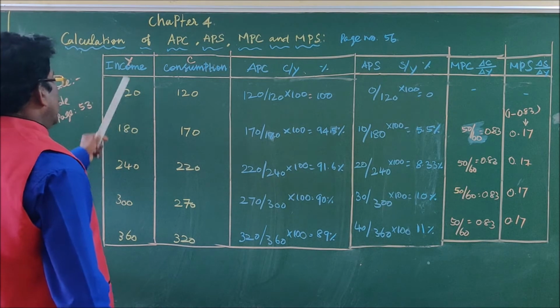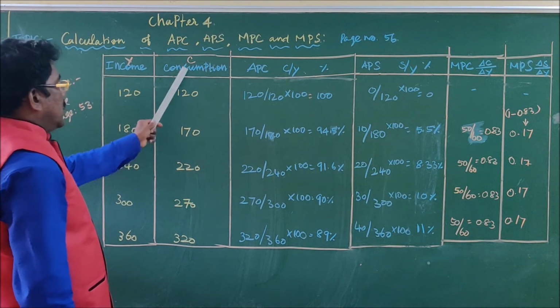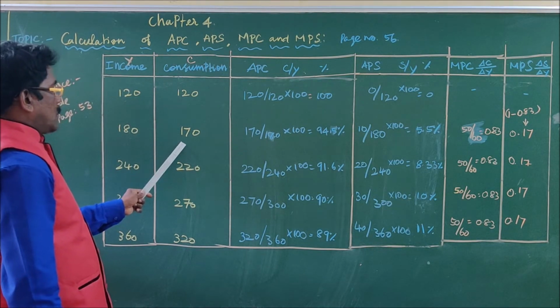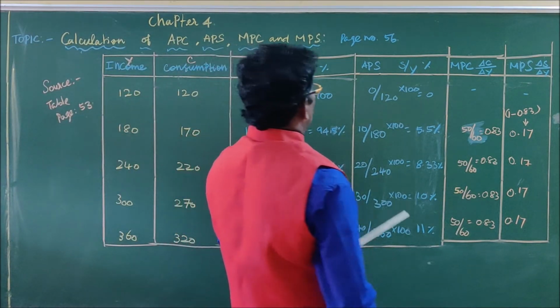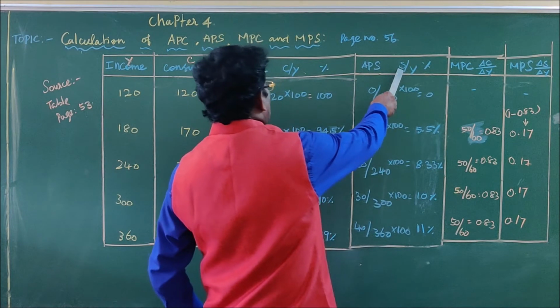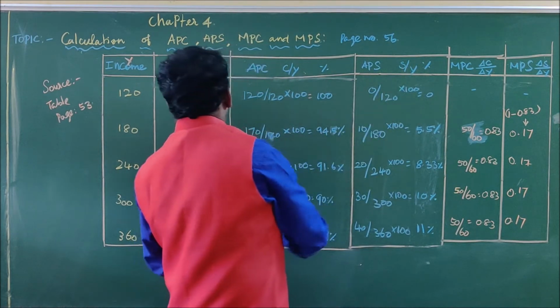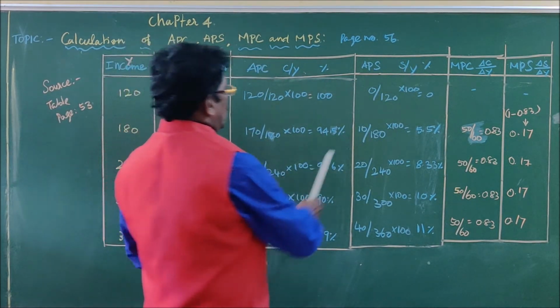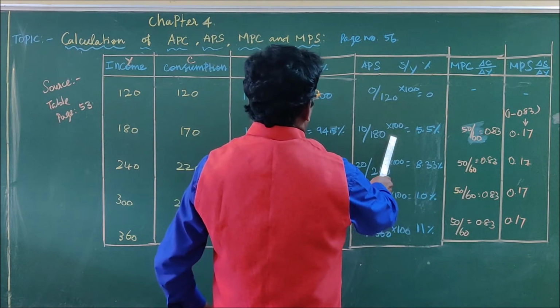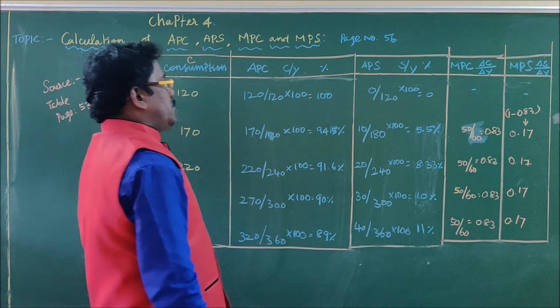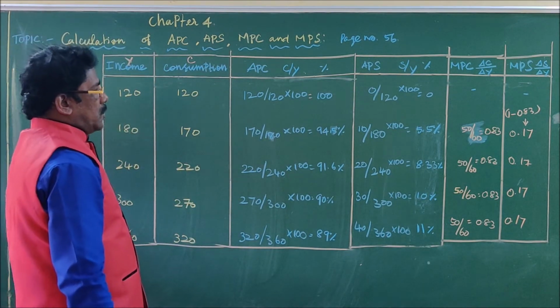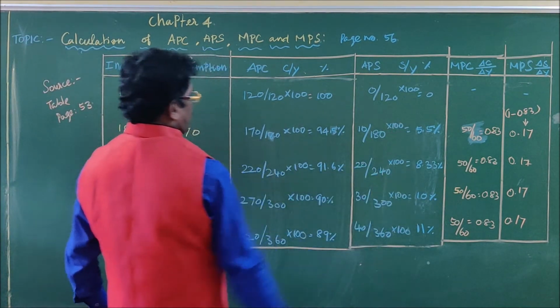The second one, income is 180 and expenditure on consumption is 170. How much is savings? 10 rupees savings. As per the formula, savings 10 rupees, income 180. So 10 by 180 into 100 equals 5.5 percent. Average propensity to save equals 5.5 percent.